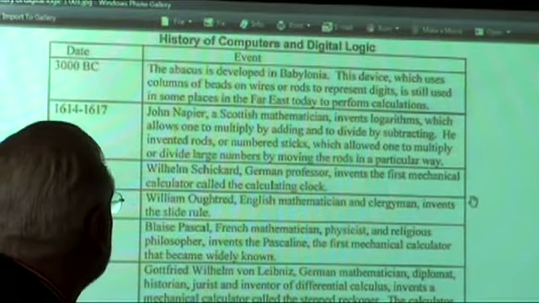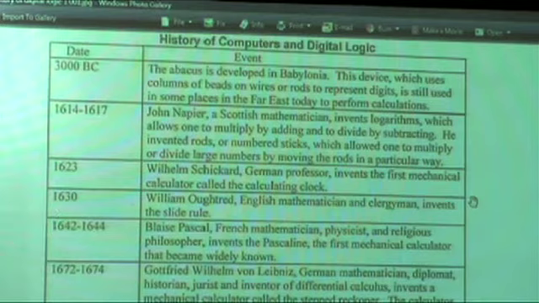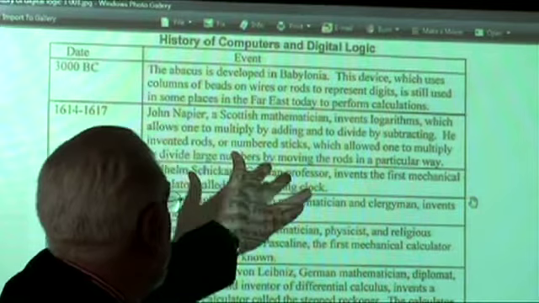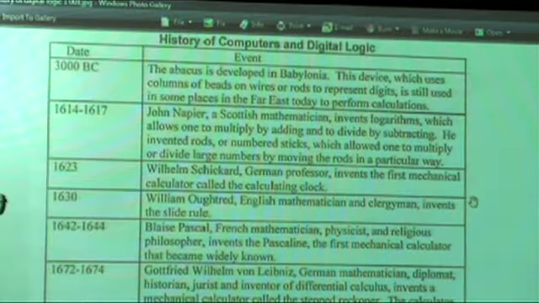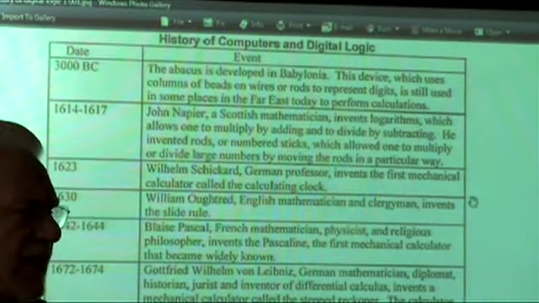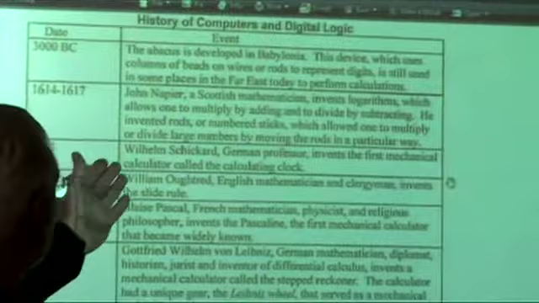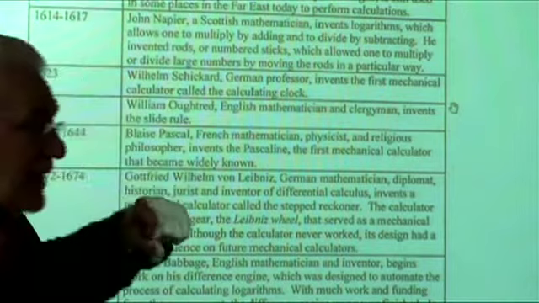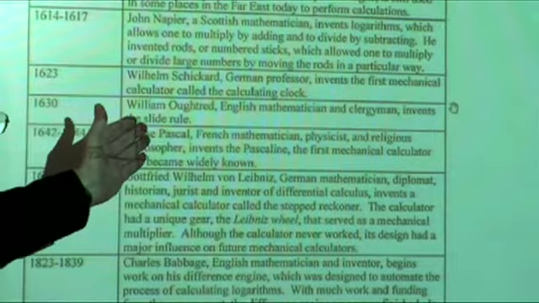Invents the logarithm, exponents, and allows one to multiply by addition and divide by subtraction. He invented something that he called the rods, a number of sticks that allowed you to multiply and divide. I guess it was like a forerunner of a slide rule. 1623, Wilhelm Schickhardt, German professor, first mechanical calculator, called the calculating clock. In 1630, William Oughtred, English mathematician and clergyman, slide rule.